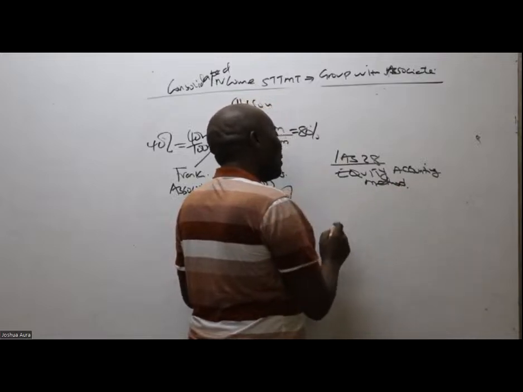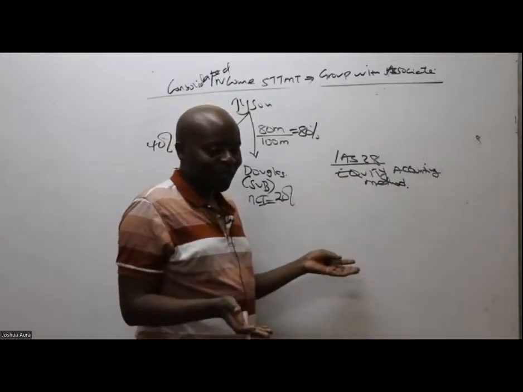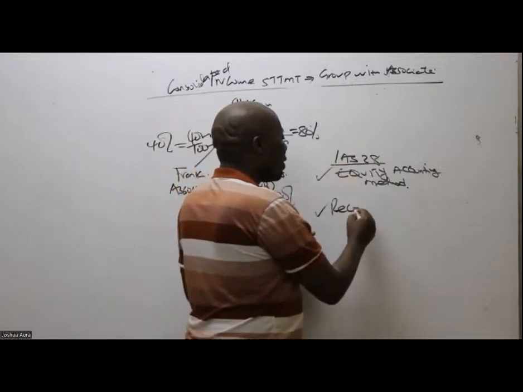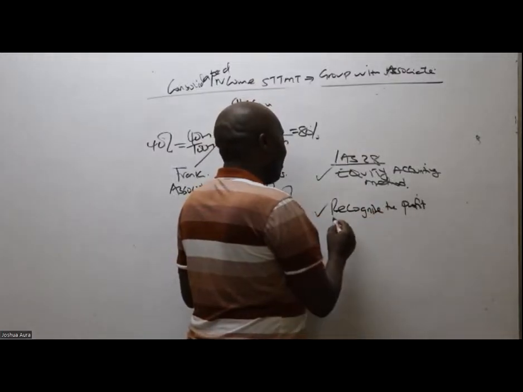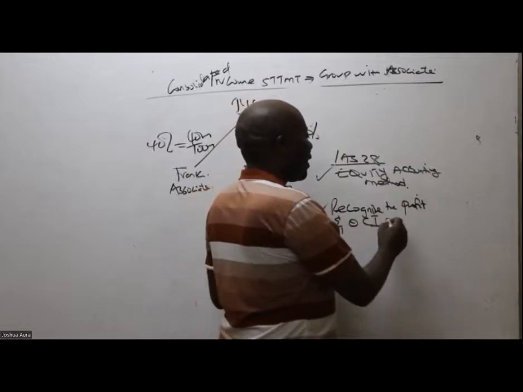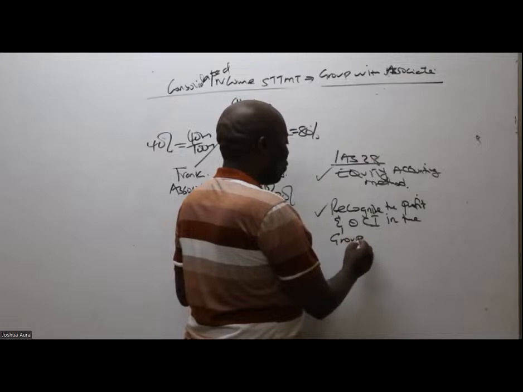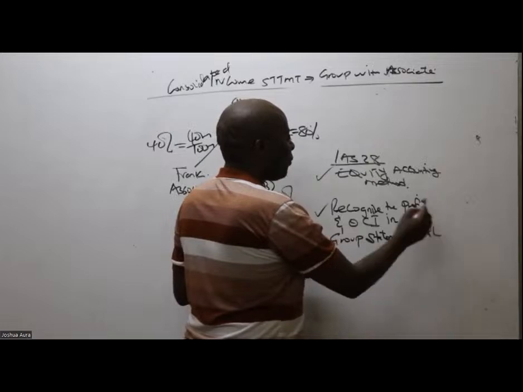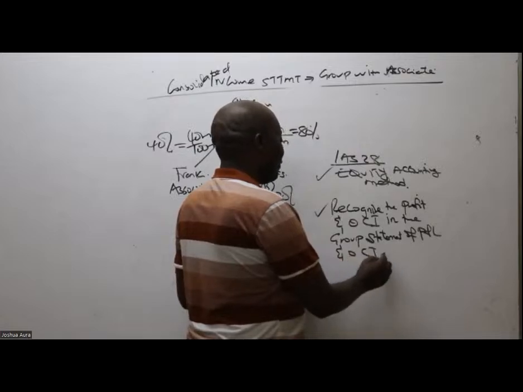Specifically, in the income statement, just recognize the profit of the associate. In the equity accounting method, we are told here to recognize the profit and OCI in the group statement of profit and loss and other comprehensive incomes.